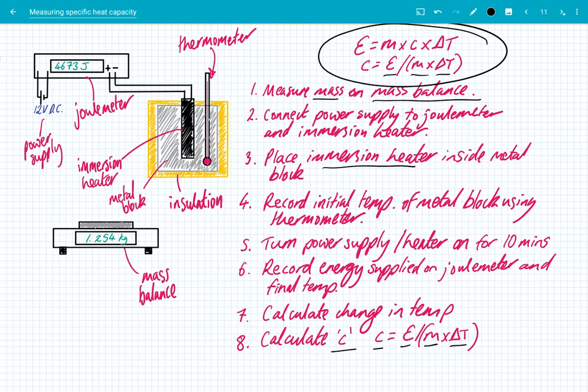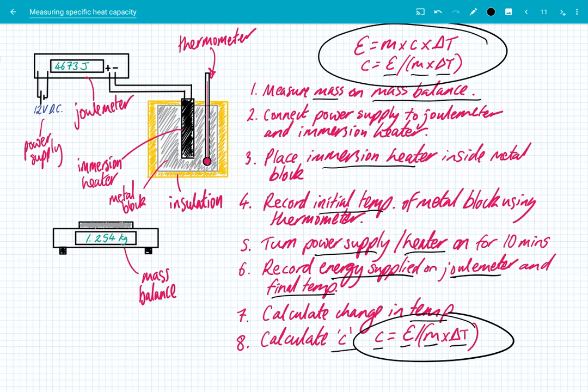You then record the initial temperature, the starting temperature, using the thermometer before you turn your heater on. Then you turn your power supply and your heater on for 10, 20, maybe even 30 minutes so you get a good temperature change. You then turn it off and you record how much energy has been supplied on a joule meter, and you record the final temperature using your thermometer. Then you calculate your change in temperature, and then you simply substitute everything into this equation at the bottom, where the specific heat capacity is the energy divided by the mass multiplied by the change in temperature. It's as simple as that.